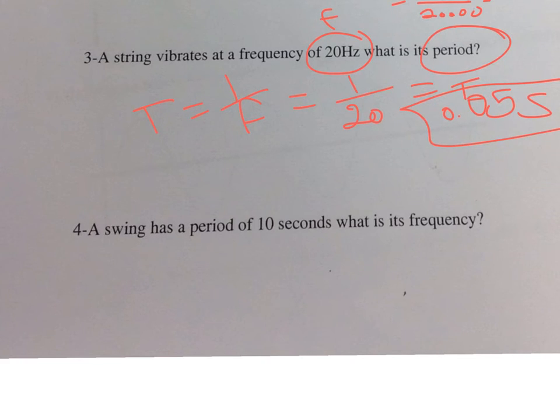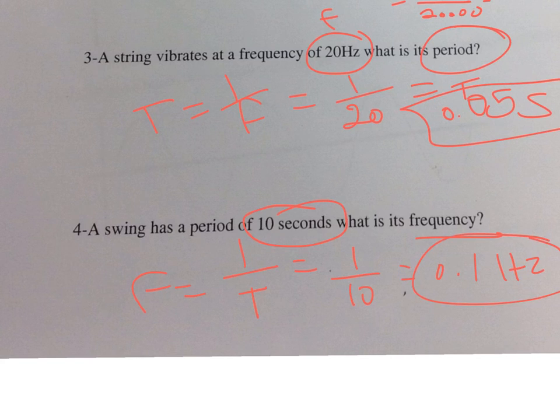It says a swing has a period of 10 seconds. What is the frequency? Which formula are we using? Awesome. f is equal to 1 over T, which is 1 over 10, which is, what's 1 over 10? 0 point. You're just moving the decimal once. 0.1. Okay? And what is the unit for frequency? Hertz. Any questions?